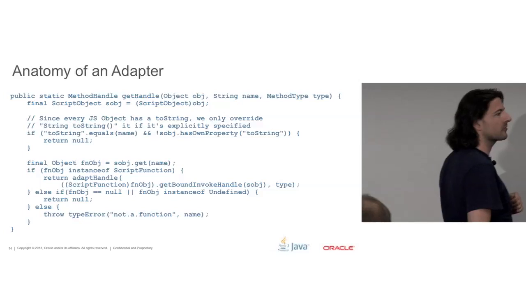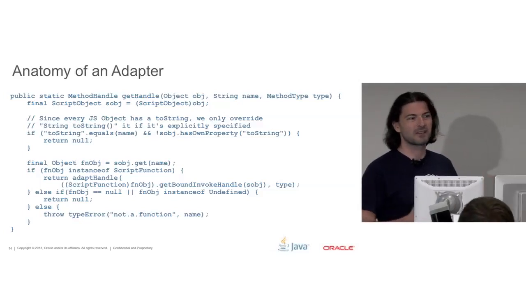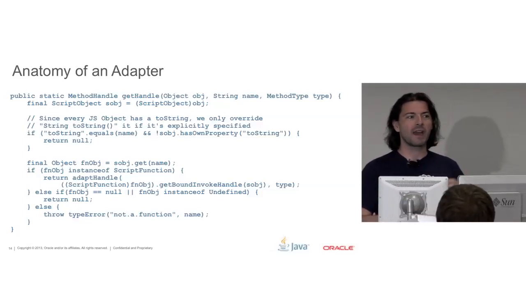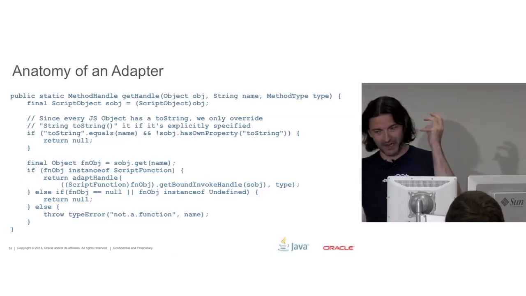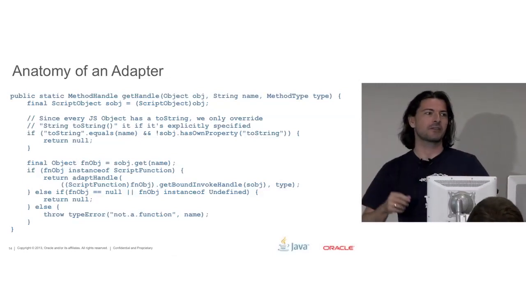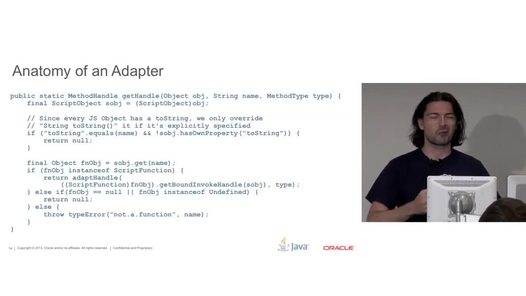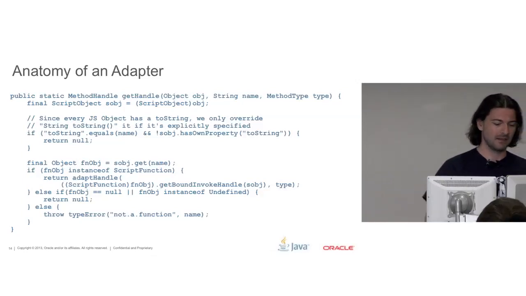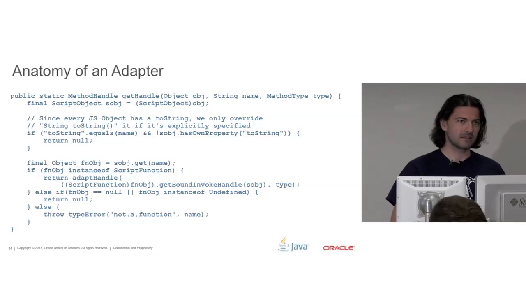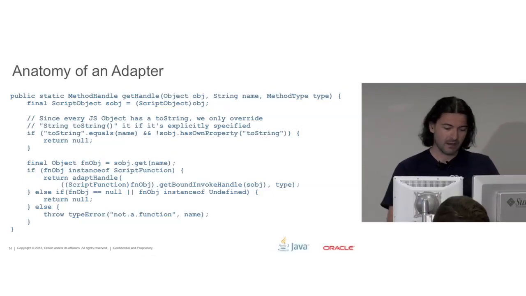And we also have this little quirk, is that since every JavaScript object does have a toString by virtue of its prototype, we don't just blindly use it because it will always be found. We only override it if it's specifically defined on the object itself. So if you pass an object literal that only inherits toString through its prototype, then we won't use that as an override, which otherwise would lead to surprising results.